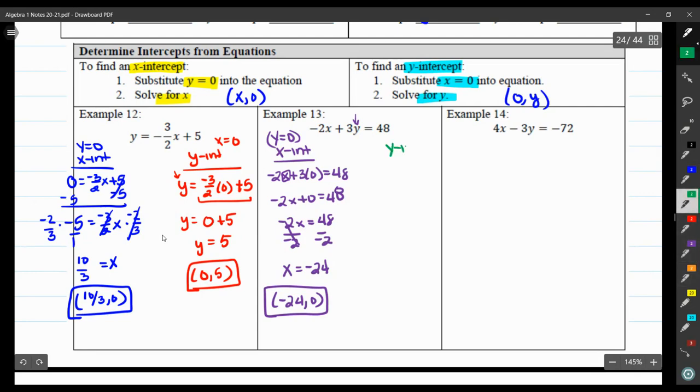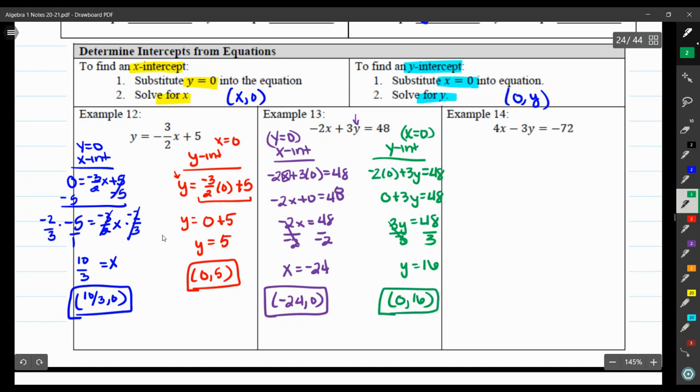So for the y-intercept, it's the same basic process, except your x value is equal to 0 this time. So we have negative 2 times 0 plus 3y equals 48. Negative 2 times 0 is 0, plus 3y equals 48. So 0 plus 3y is simply 3y. And then to get y by itself, we divide out the 3. So y is equal to 16. So for our y-intercept, we have 0, 16.